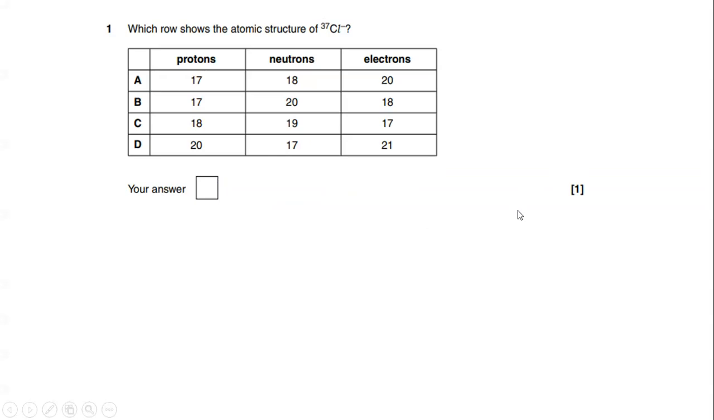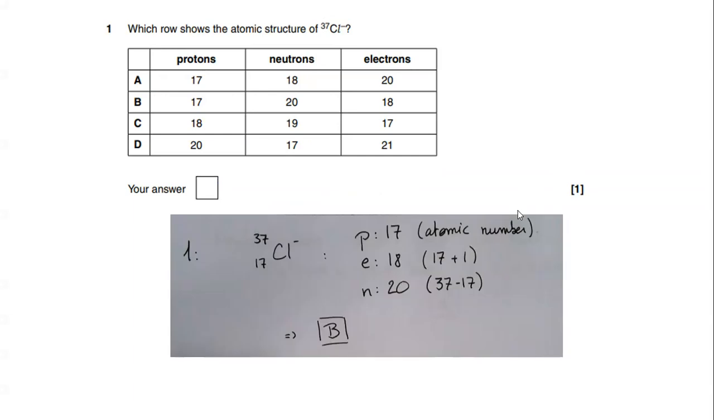Here we go. Which row shows the atomic structure of 37Cl-? So first you need to look in your periodic table and find out that the atomic number for chlorine is 17. Therefore, you know the number of protons is 17, it's the atomic number. The number of electrons has to be 18, so 17 plus 1 because the charge is minus 1. And the number of neutrons is going to be the mass number minus the atomic number, so 20. Therefore, the correct answer was B.